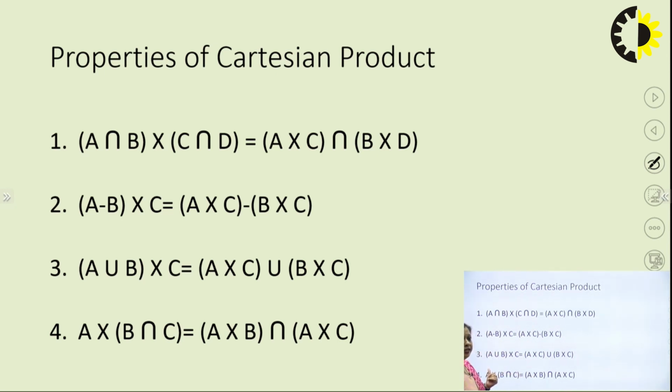The third property says that if I have two sets A and B and I take the union of these two sets and then take the Cartesian product with set C, this is the same as A cross C, that is A Cartesian product C, union B Cartesian product C. The fourth property says that if I have two sets B and C and I take the intersection of B and C and then take the Cartesian product with A, this is equivalent to A cross B intersection A cross C. So, all these four properties will always hold for Cartesian product.